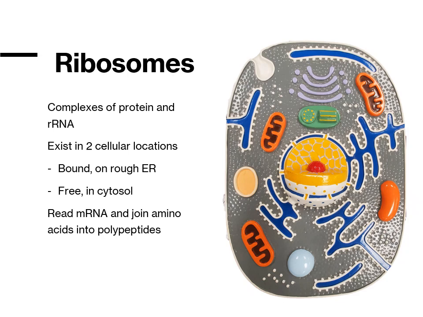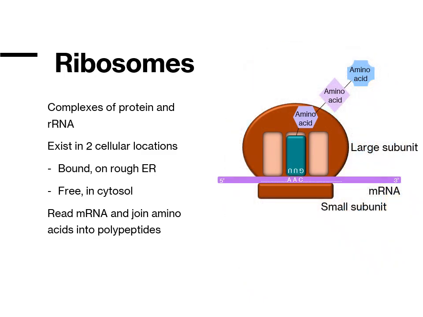Let's zoom in to this free ribosome to have a look at its function. The ribosome is made up of two pieces, the small and large subunits, which work together to translate the sequences of bases in messenger RNA, shown here in purple, into a sequence of amino acids.